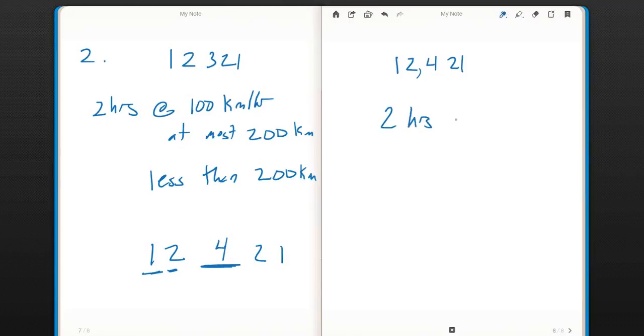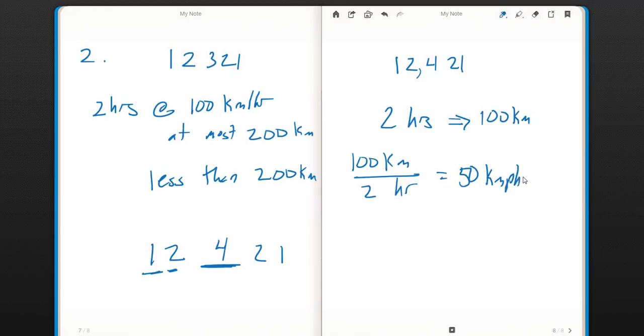So if the new palindromic number is 12,421, and he drove for 2 hours, what he actually did was drive for 2 hours, and he went 100 kilometers. So in a speed, because it asks us what was his speed, a speed is given in kilometers per hour. He went 100 kilometers in 2 hours, so that's a speed of 50 kilometers per hour.